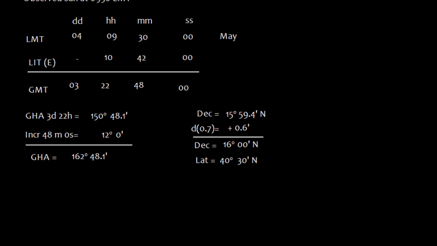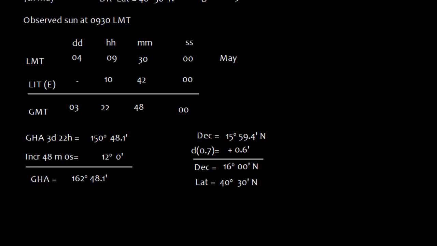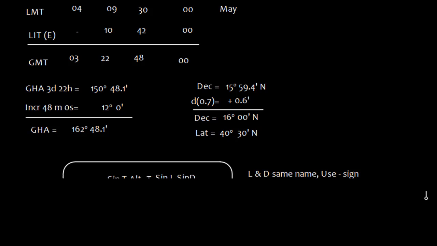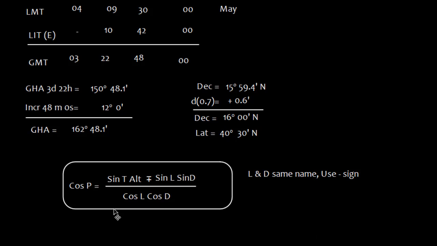Now the value of latitude is given in the question, 40 degree 30 minutes, so we write the value of latitude here. So what we have to do, we need to find angle P. cos P is equal to sin true altitude plus minus sin latitude sin declination, over cos L cos D. So here L and D same name, use minus sign. That's what I just discussed.